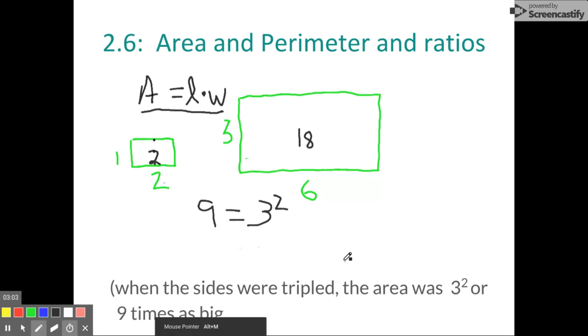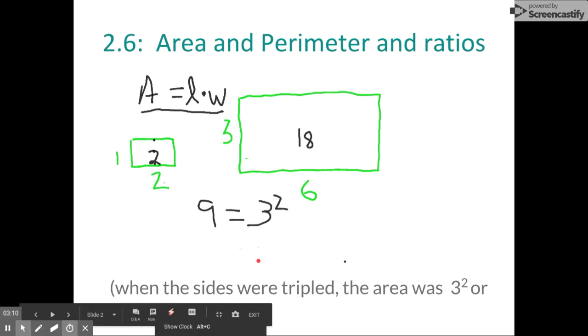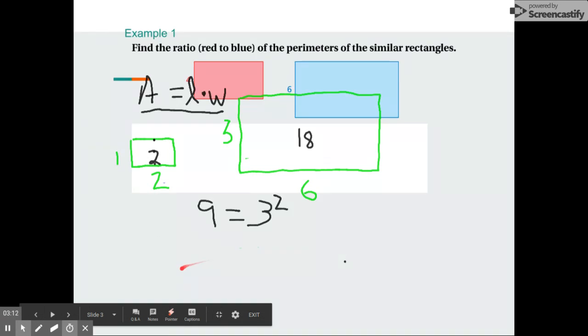Now let's use this information to show some examples. These are the notes that you should be taking down if you didn't already begin. Whoops, I'm going to have to erase that.